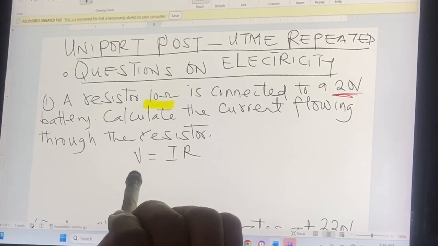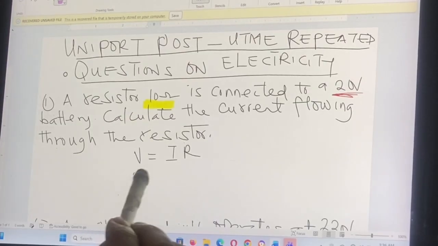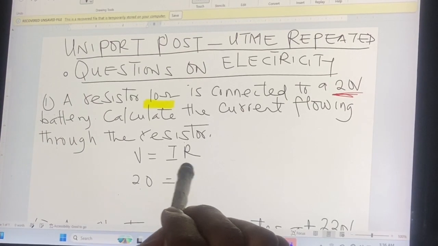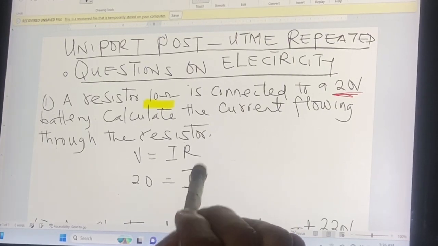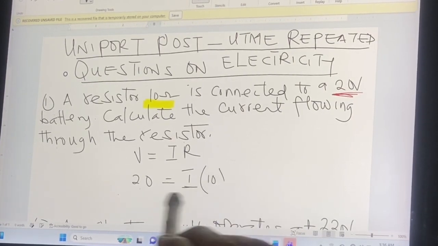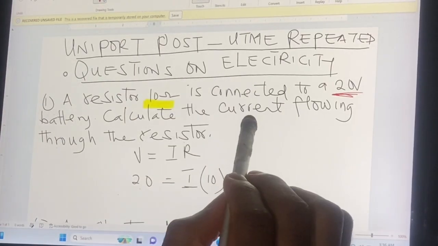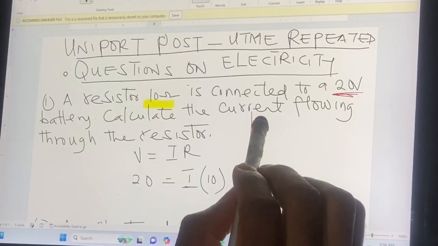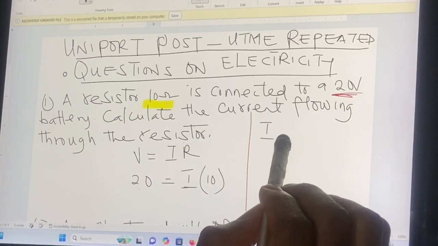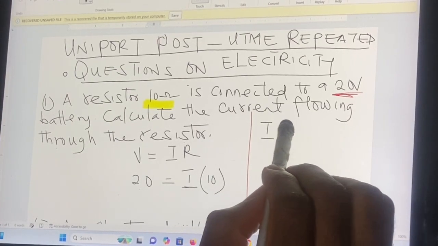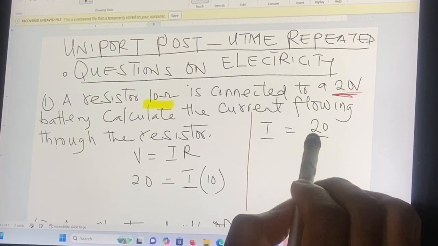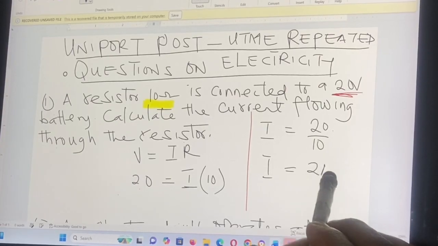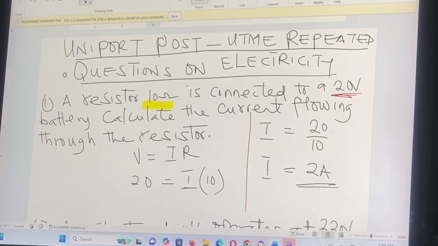Volt is given to us as 20, is equal to current, which is what you're looking for, times resistor, which is given to us as 10. So class, making I the subject of the formula, I will be equal to, divide both sides by what's attached to I, which is 10. This will be equal to 20 divided by 10. And the answer here, I, will be equal to 2 amps. Please take note of this. So this is the answer here.